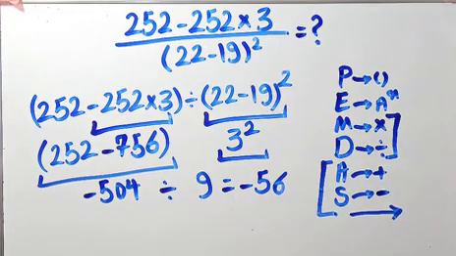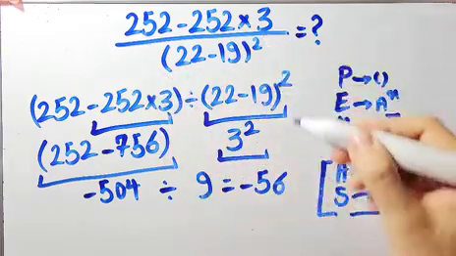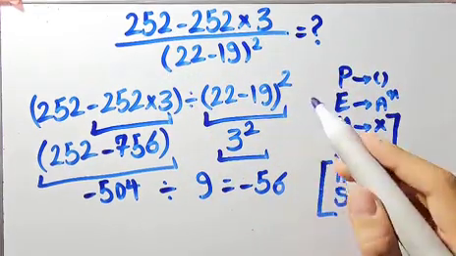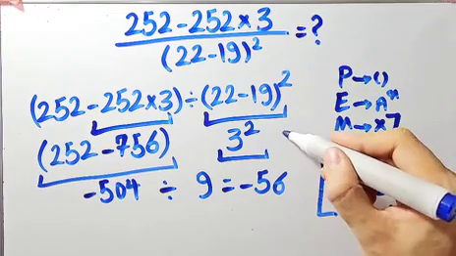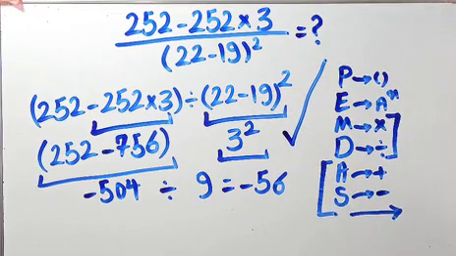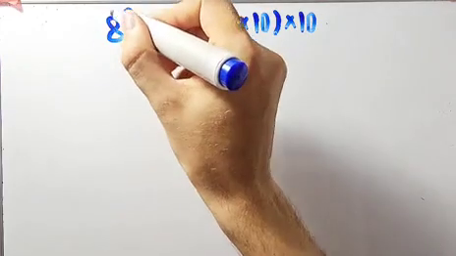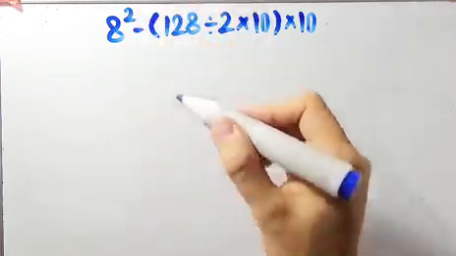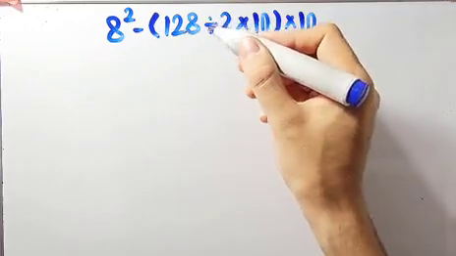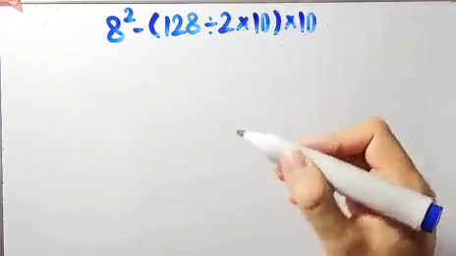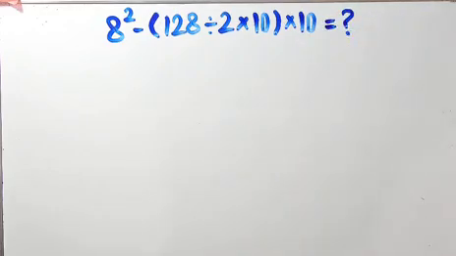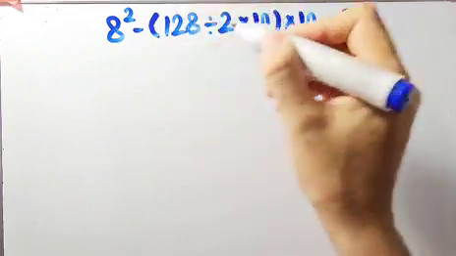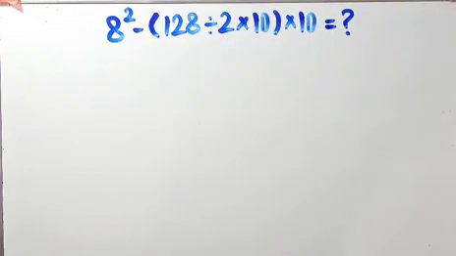Guys, if you want to get the right answer of this question, you must follow the PEMDAS rule. If you don't pay attention to the PEMDAS rule, you get the wrong answer. Okay guys, let's solve another question about PEMDAS rule. 8 to the power of 2 minus open parentheses 128 divided by 2 times 10 close parentheses, then times 10. What is the answer of this question? Can you solve it? In this question we have exponents, subtraction, parentheses, division and multiplication.